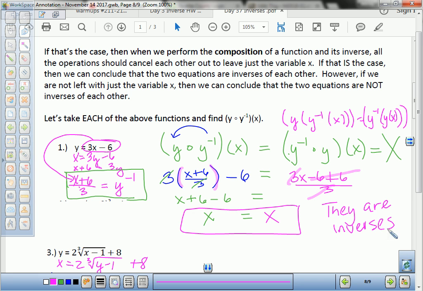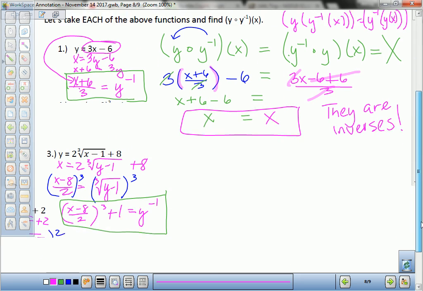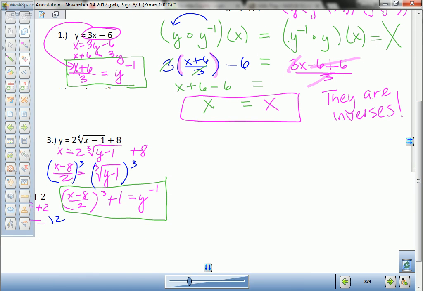So when the inverses multiply together and they got x, they're inverses, right? Correct. Composition, not multiply, but you were on the right path there. Yeah. All right. Now this one is uglier, yet not hard.